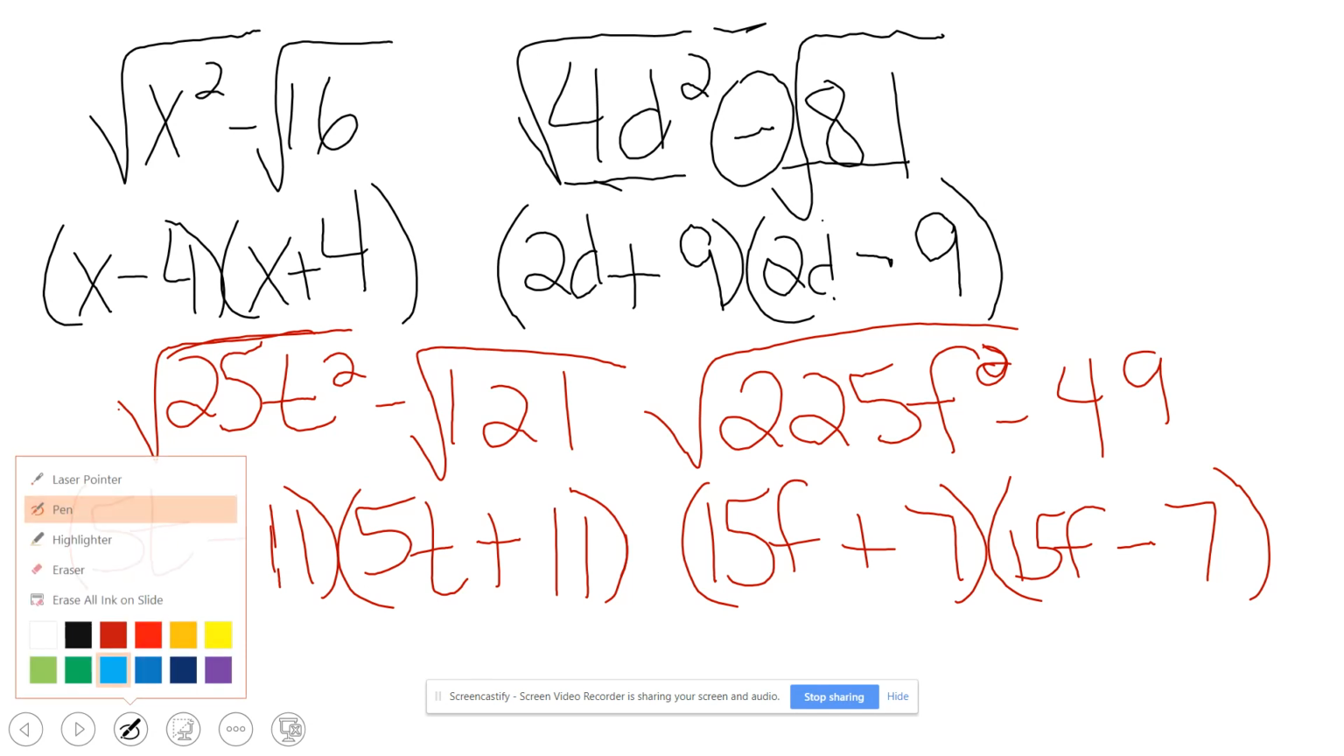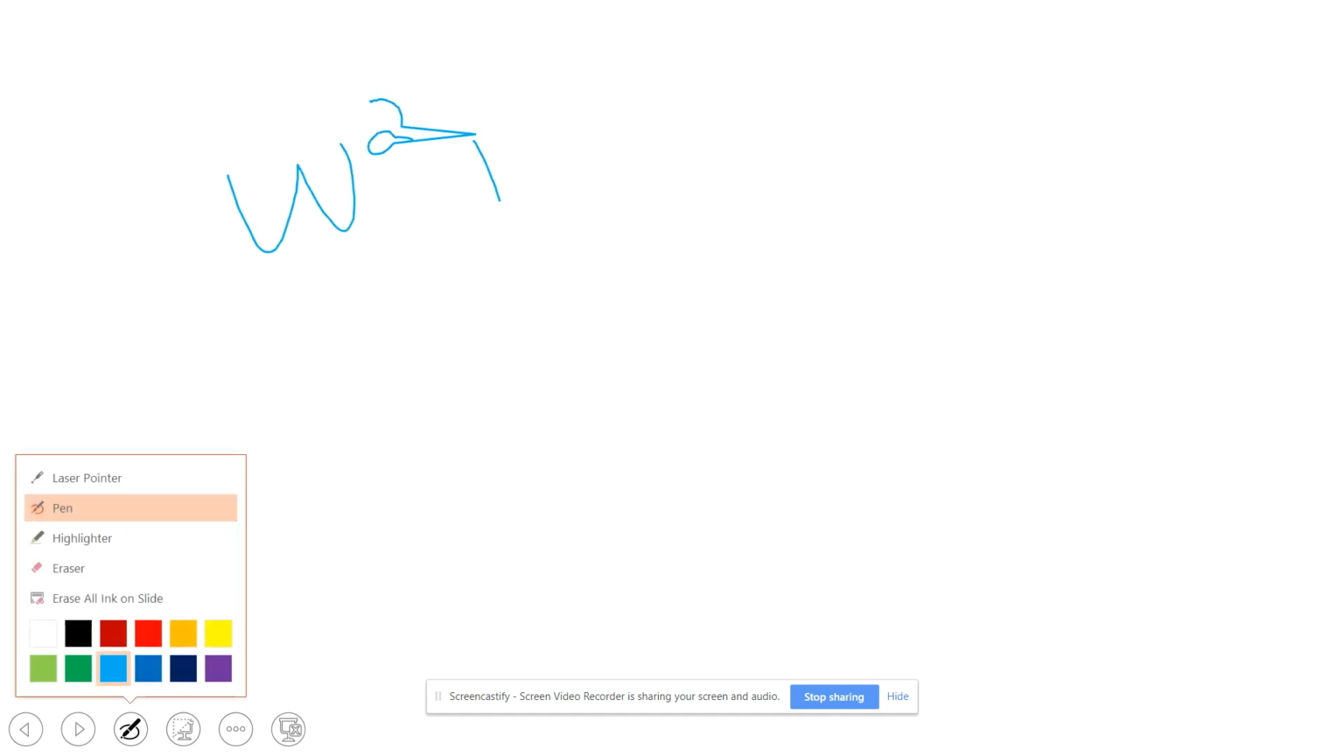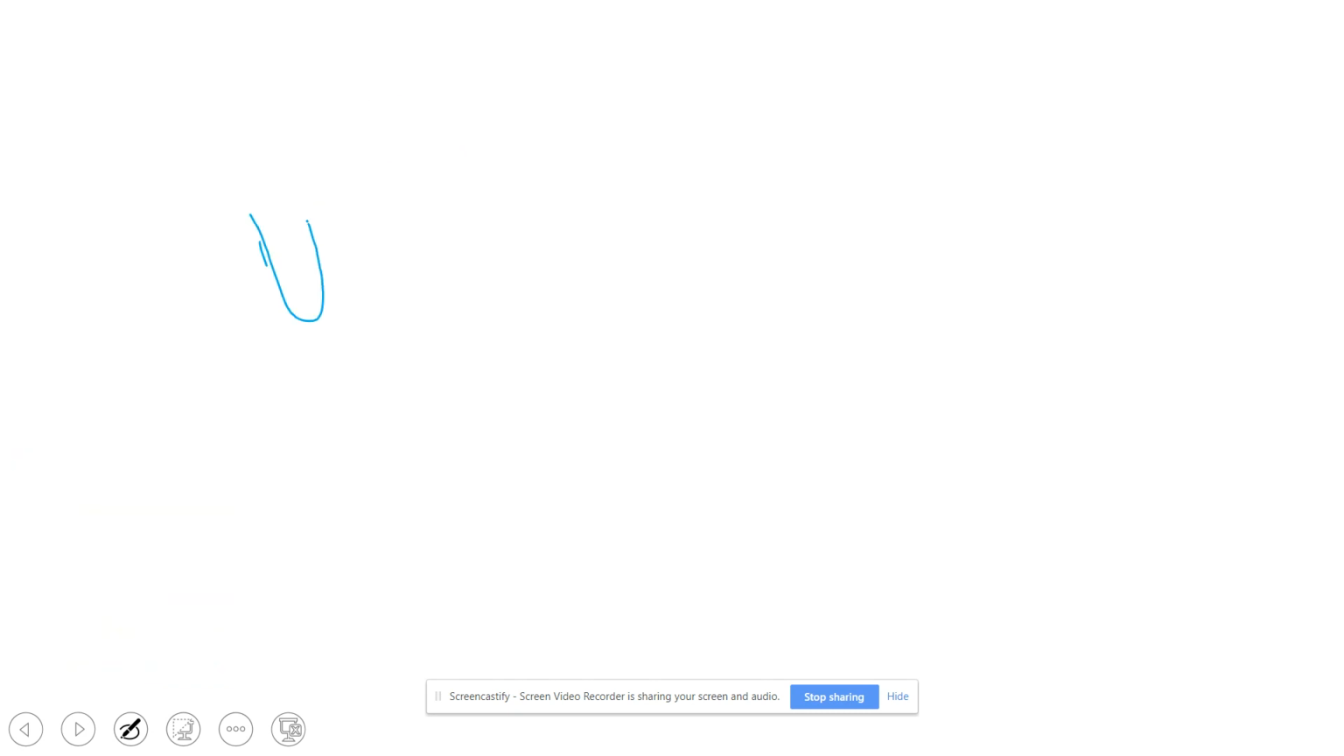So the last question asks, why can't we use this process? Sorry about that. W squared plus 9. And so this is what I want you to think about. Try some factoring on this and bring this into class tomorrow to start our discussion.